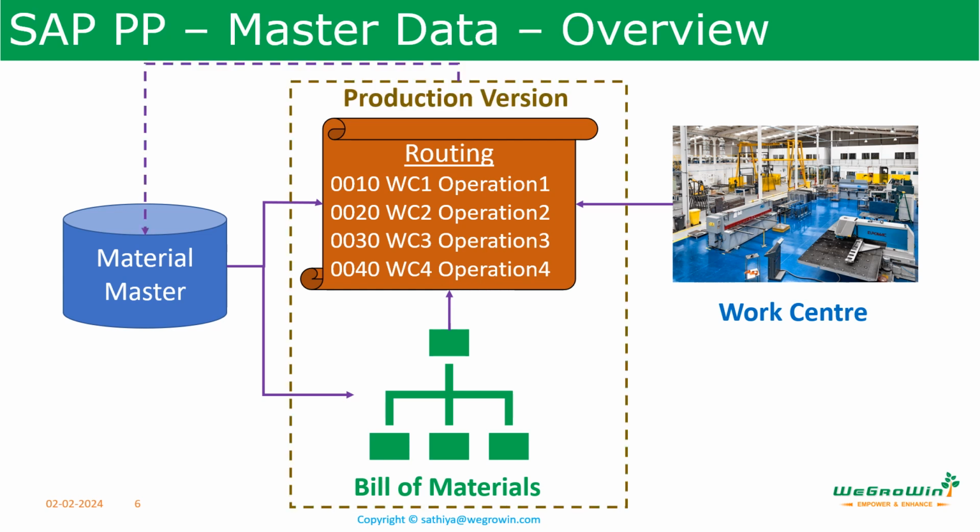Finally, the production version for the material is created and assigned to the header material, which connects the BOM and routing to the header material. Please note that the production version is mandatory in SAP S/4HANA in discrete manufacturing type. It was not mandatory in ECC discrete manufacturing, but now it is made mandatory in S/4HANA.